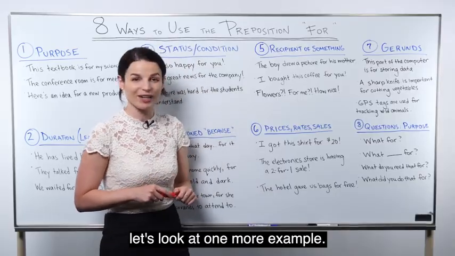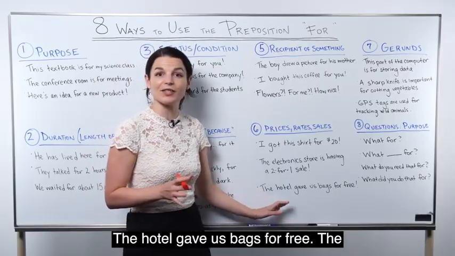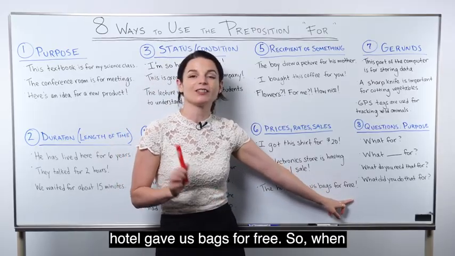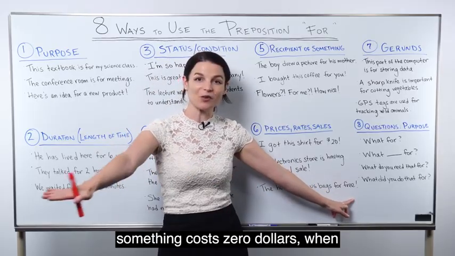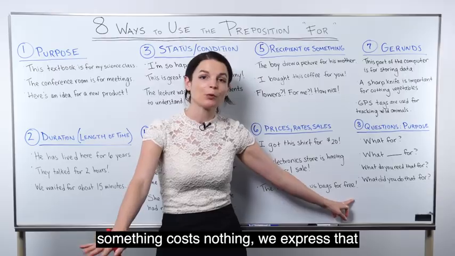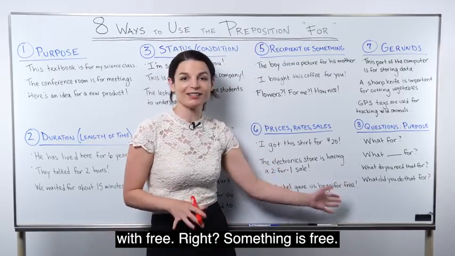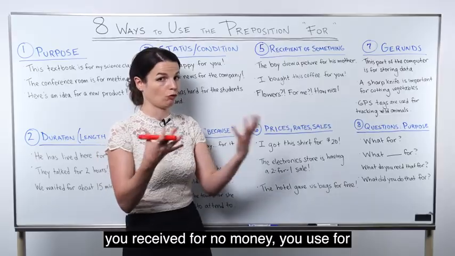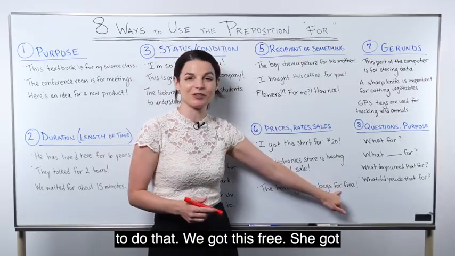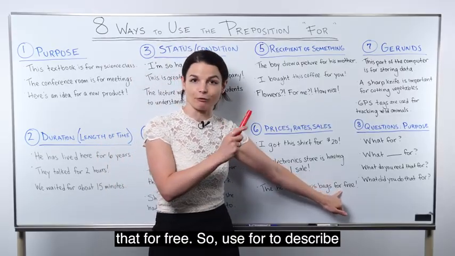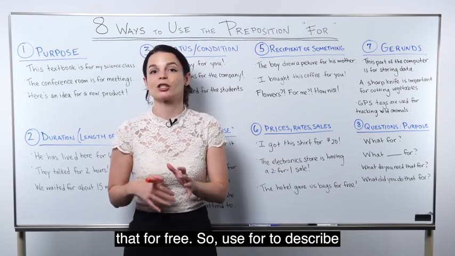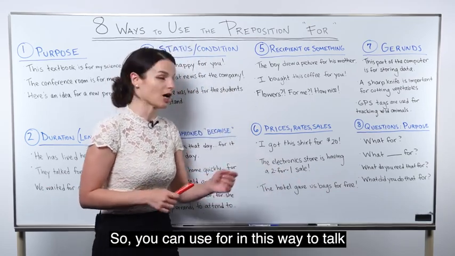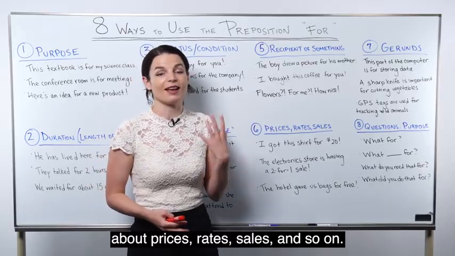Okay, let's look at one more example. The hotel gave us bags for free. So when something costs $0, when something costs nothing, we express that with free, right? Something is free. When you want to talk about something you received for no money, you use for to do that. We got this for free. She got that for free. So use for to describe those things that cost nothing as well. So you can use for in this way to talk about prices, rates, sales, and so on.